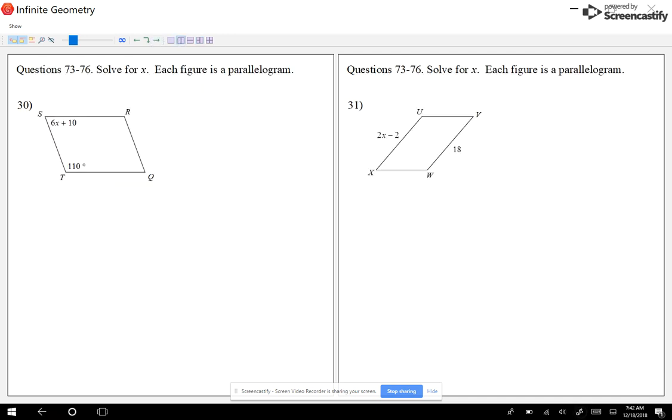Now, looking at parallelograms, looking at number 30, it says each figure is a parallelogram. I have the numbers on the inside, so I'm dealing with angles.